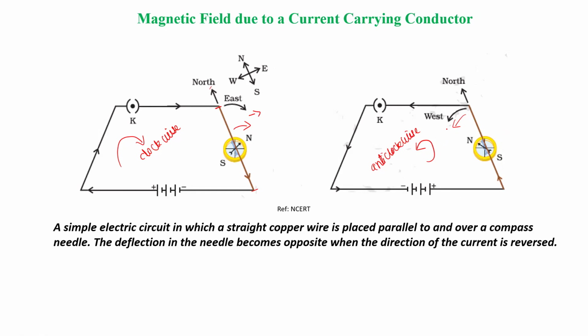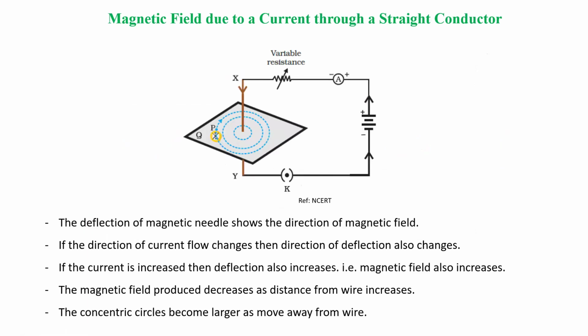So from this you observe that if the direction of the current has changed, then the deflection of the magnetic needle is also going to change. This is due to the magnetic field around the current carrying conductors, since like poles repel and unlike poles attract each other. So that is the observation from this activity: if the direction of the current is reversed, the magnetic deflection is also reversed.